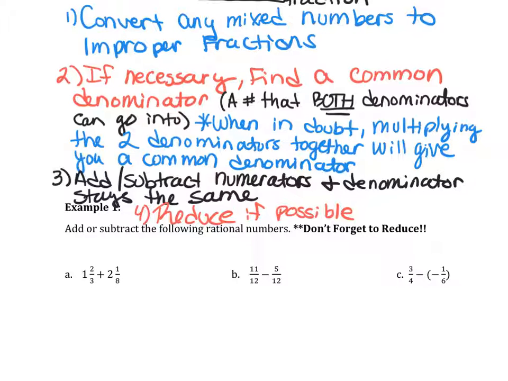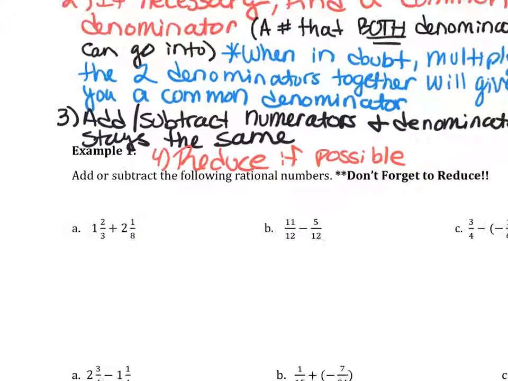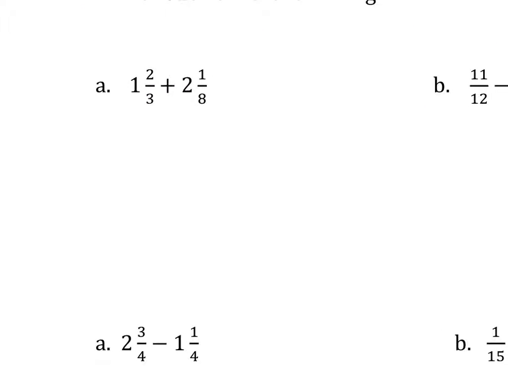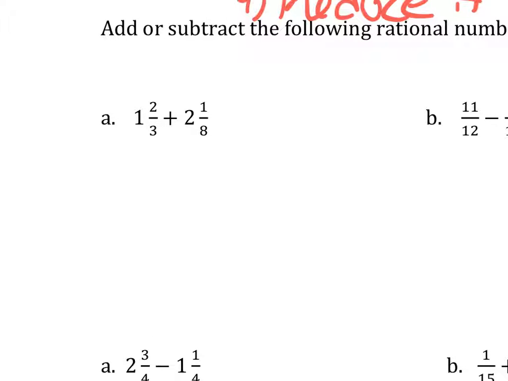All right, so let's do an example. So we'll do 1A. Both of these are mixed numbers, so the first thing we have to do is convert them to improper fractions. This is where we can use our calculator, or if you want to do the by hand way, that works too. So you would do 1 plus 2 divided by 3, and then math, enter, enter to get that improper fraction, and 2 plus 1 divided by 8, math, enter, enter to get that improper fraction. So go ahead and practice that in your calculator again so you don't forget.